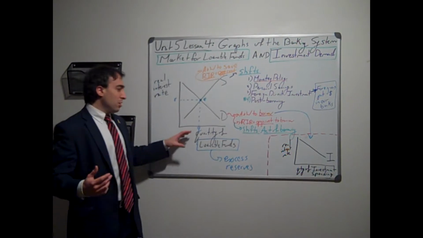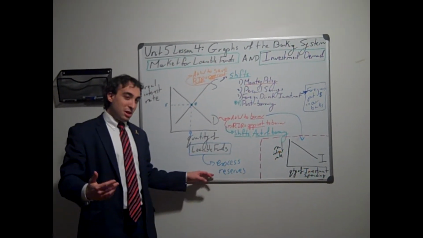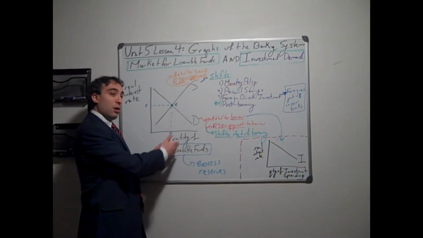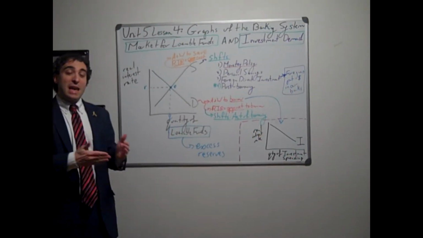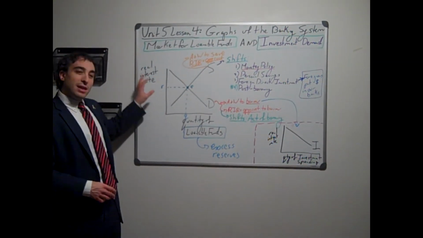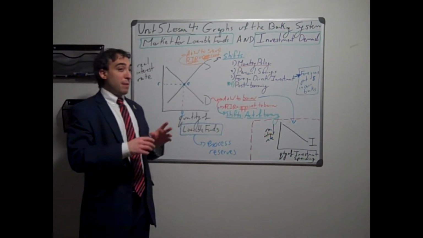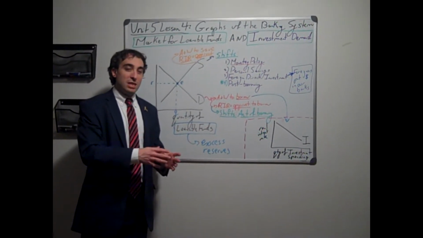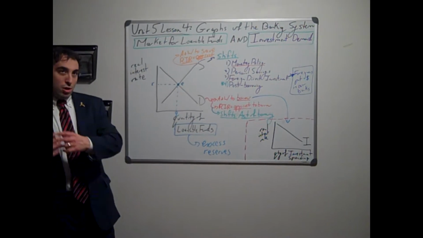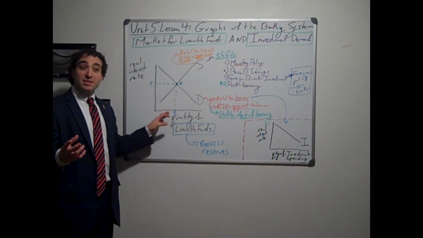And when we say loanable funds, what we really mean is excess reserves, because excess reserves become the loanable funds, money the bank has to loan. And so on our graph, we have the real interest rate, because now we are focused on why people keep their money in the bank versus why people will borrow money. And we have the quantity of loanable funds.